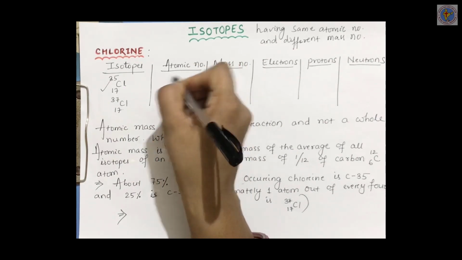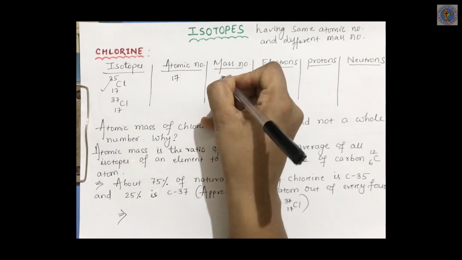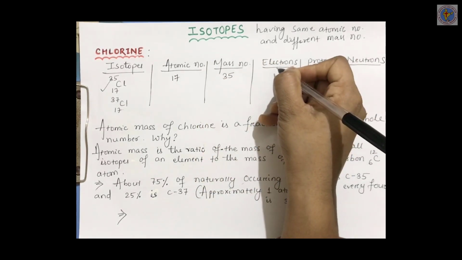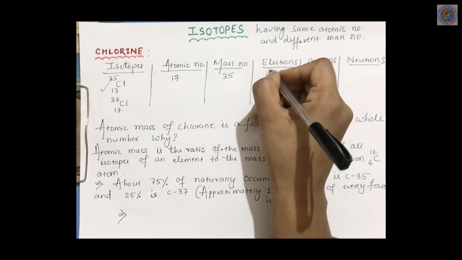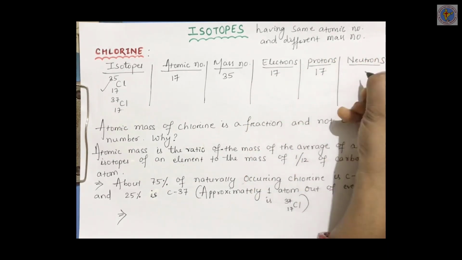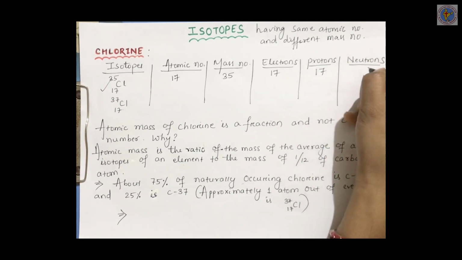Children, tell me what is the atomic number of this one? It is 17, right? Mass number 35. Electrons, we know that the number of electrons is equal to the atomic number, so that is 17. Protons also the same, 17. And how can we find the neutrons, children? It is mass number minus atomic number, that is 35 minus 17, that is 18.